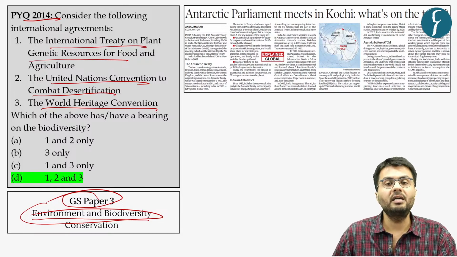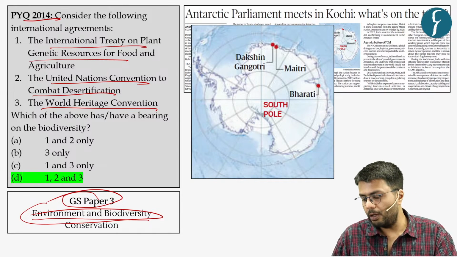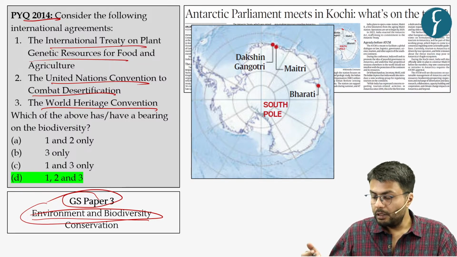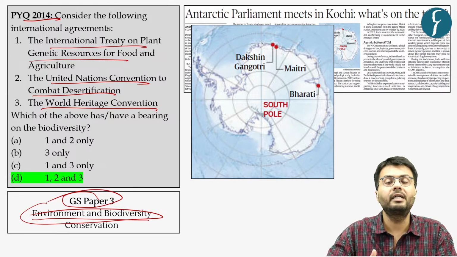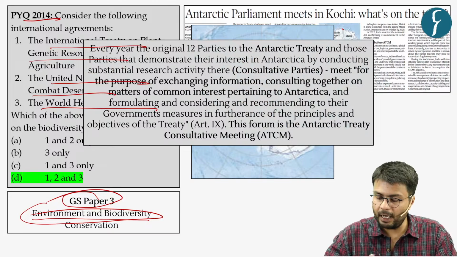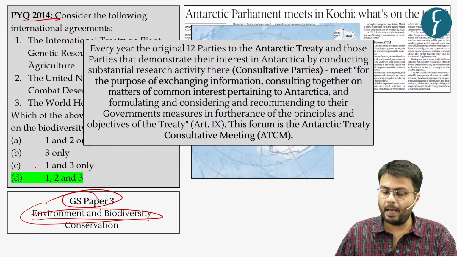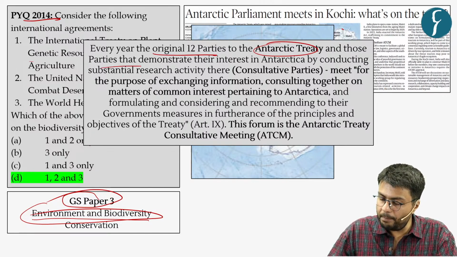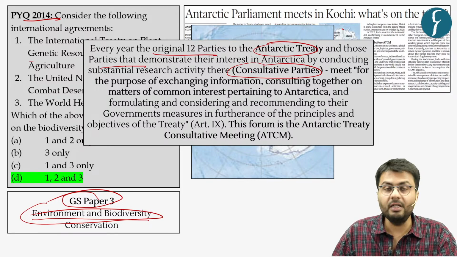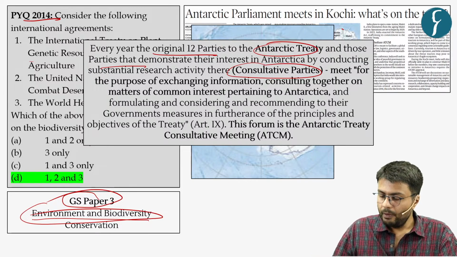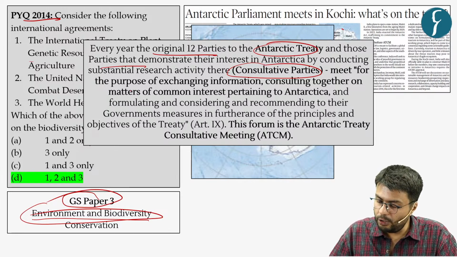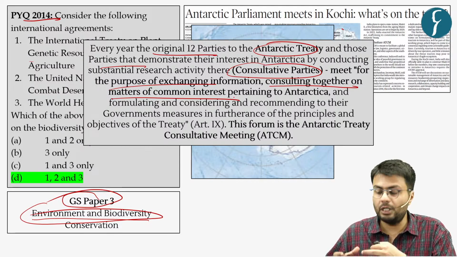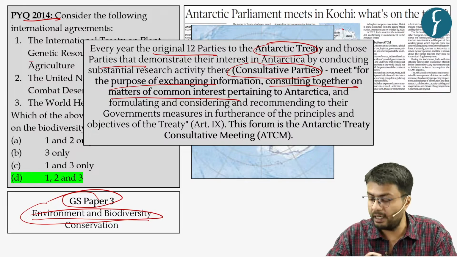So, in this regard, let us understand what the Antarctic Parliament is all about. This Antarctic Parliament is aimed to protect the interest of the South Pole of our country, which means the Antarctic continent. Now, this Antarctic Parliament is attended by first the original 12 parties of the Antarctic Treaty and other important parties who have significant interest in the Antarctic continent. Now, this meeting is intended for exchanging information on the continent, consulting together on the matters which are of common interest as far as the Antarctic continent is concerned.